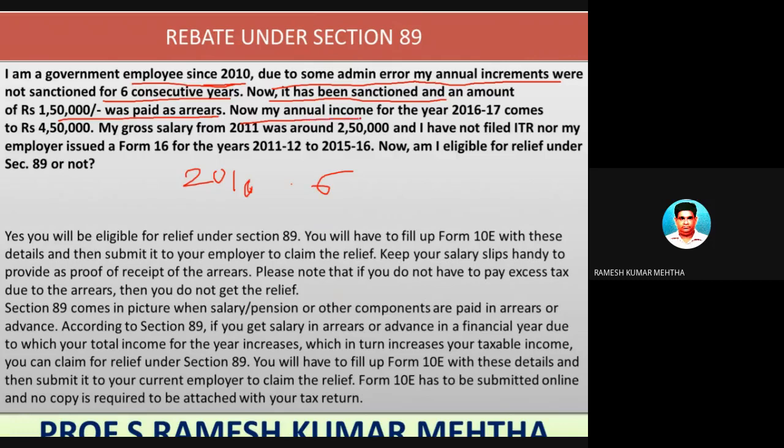Now, he says that his annual income for the year 2016-17 comes to rupees 4.5 lakhs, which consists of this 1.5 lakhs also. So, because of this, what has happened? He is supposed to pay tax on this one also. But there is a relief which he can claim under section 89.